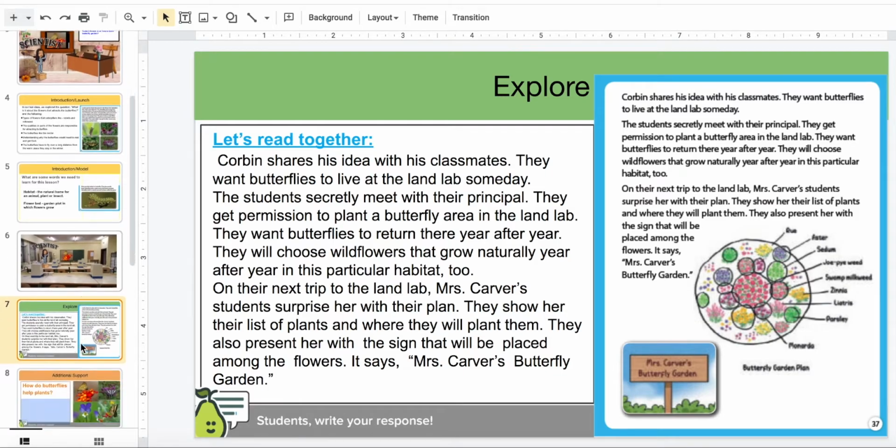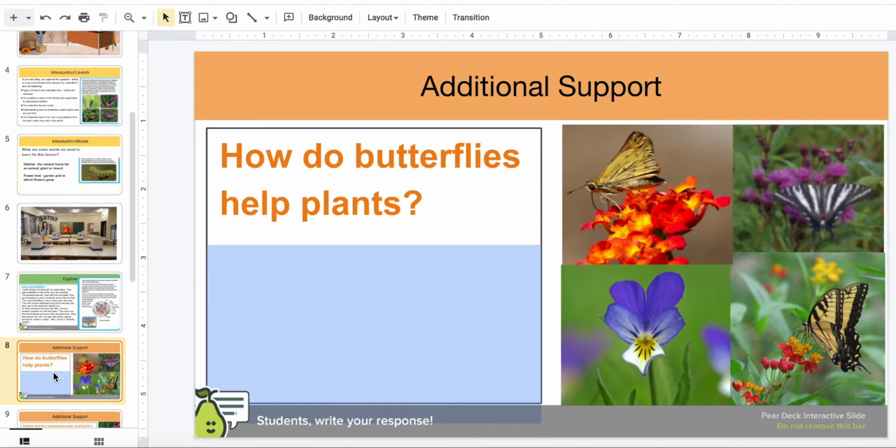Okay, Science Explorers, I have some questions for you. How do butterflies help plants? Think, think, think, Science Explorers. Write your response.